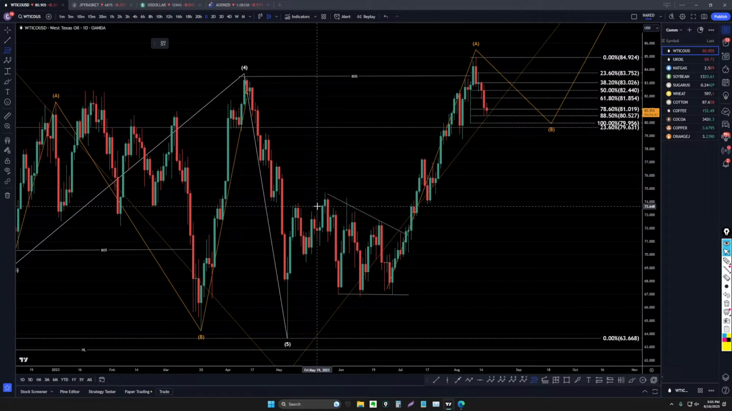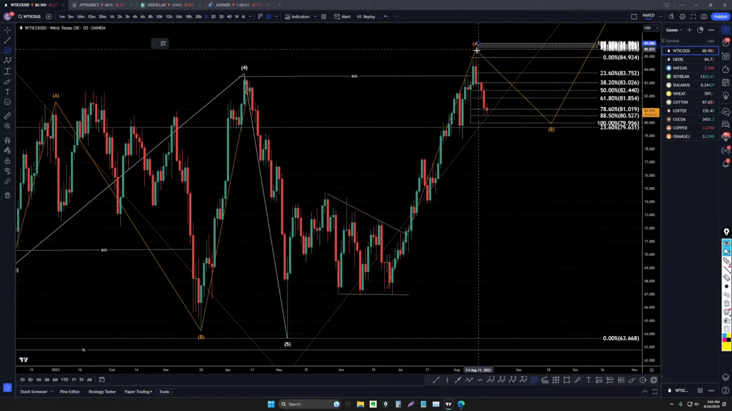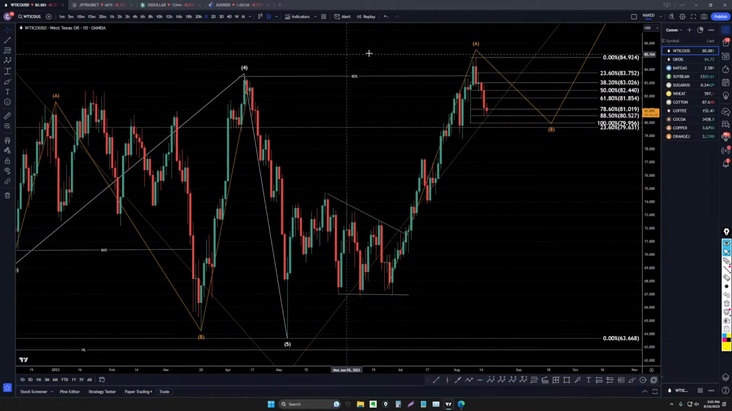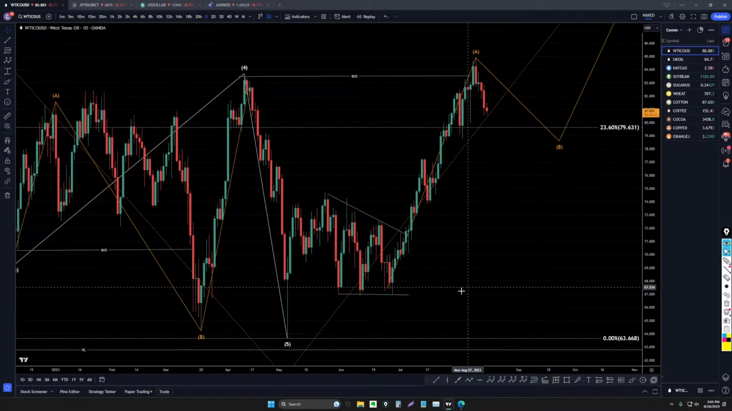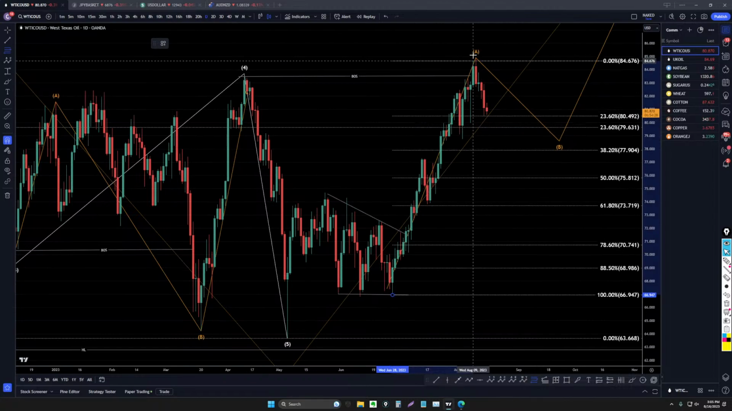Oil, what did oil do? Oh, it did end that wave A, didn't it? Nice. It definitely ended a wave A, I think. Now we should be in a wave B, and a wave B is probably going to be a correction into the whole wave A. This right here is the wave A.